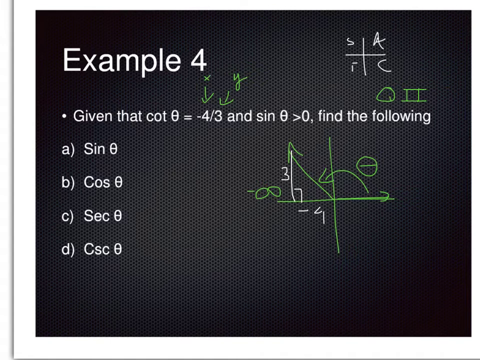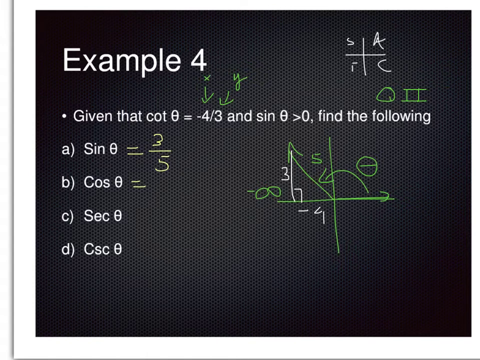5. It's a Pythagorean triple. Good. So now I can find sine, cosine, secant, cosecant. Notice that they didn't ask us for tangent, which is the reciprocal of cotangent. So let's go ahead and find sine. Sine is y over r, or opposite over hypotenuse. So this is going to be 3 over 5.